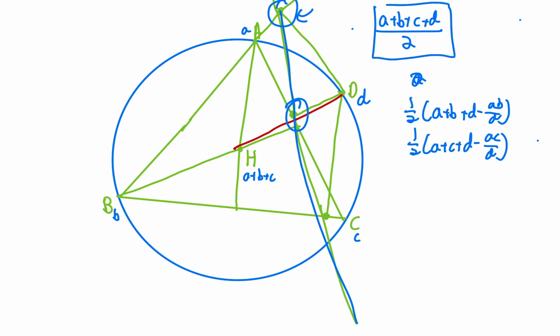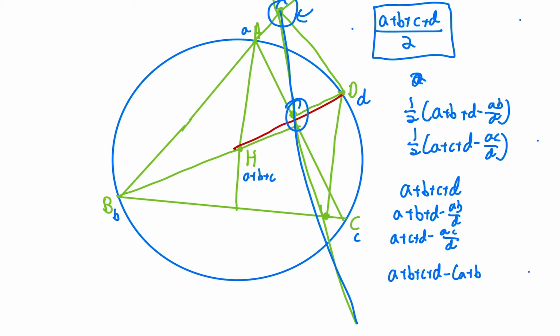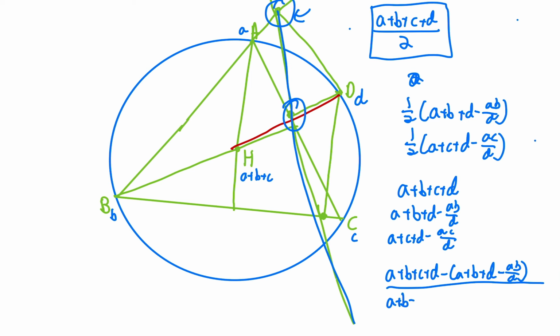So we have all these with 1/2 in them. And so let's just multiply all of them by 2, because we just want to prove that they're collinear now. And if we multiply all of them by 2, that won't change anything. So we want to prove that these 3 points are collinear. Okay, and now let's do the test. So we want to prove that (A plus B plus C plus D minus (A plus B plus D minus AB over D)) over (A plus B plus C plus D minus (A plus C plus D minus AC over D)) is real.